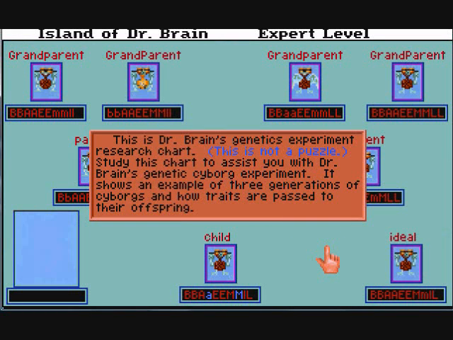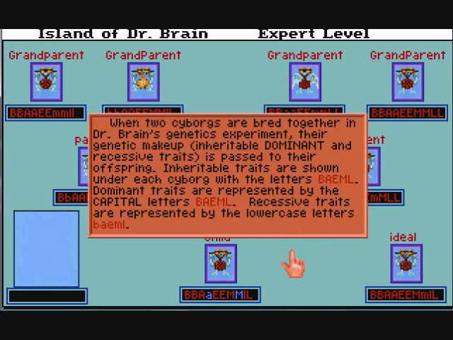Ooh, this is Dr. Brain's genetics experiment research chart. This is not a puzzle. Study this chart to assist you with Dr. Brain's genetic cyborg experiment. It contains an example of 3 generations of cyborgs and how traits are passed to their offspring. When 2 cyborgs are bred together in Dr. Brain's genetics experiment, their genetic makeup, inheritable dominant and recessive traits, is passed to their offspring.